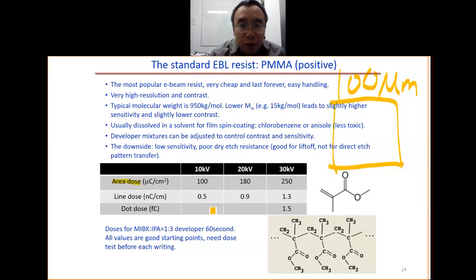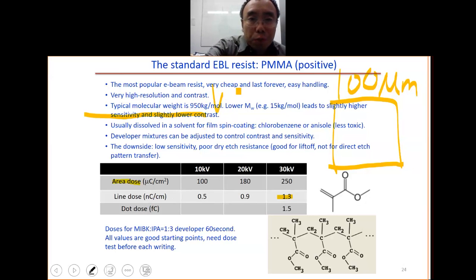For the line dose, for example, this is 1.3 nanocoulomb per centimeter. We can try to convert this line dose to area dose and see what happens. Normally we have this 1.3 nanocoulomb per centimeter, and you get a line. But the line width is not zero. The width is about 20 nanometer.